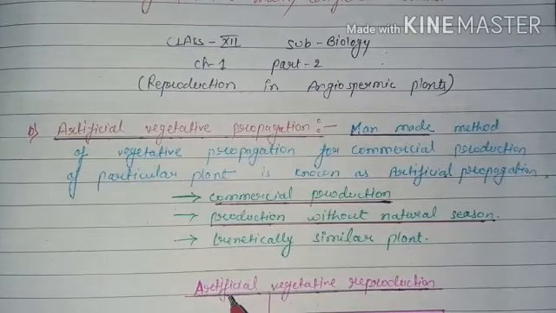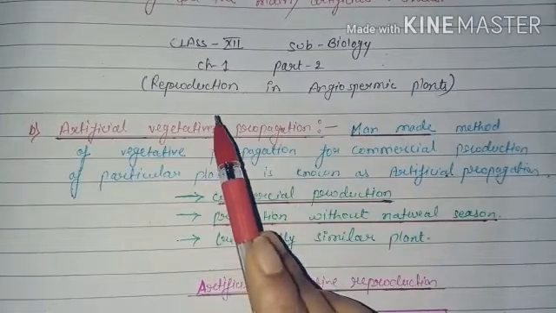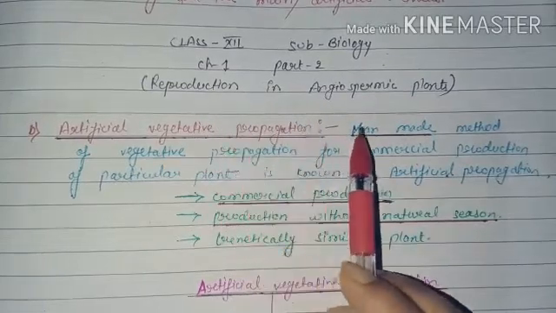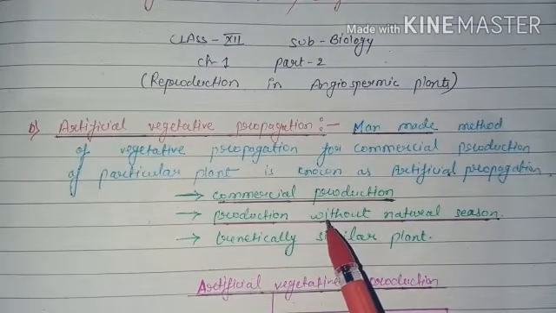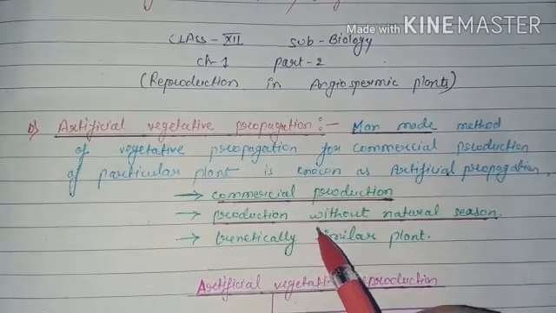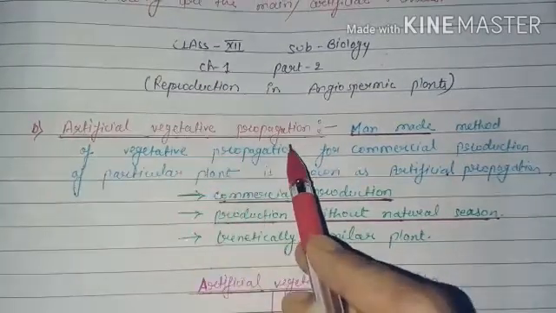Hello students, today I'll start class 12th, chapter 1, part 2. Chapter name is Reproduction in Angiospermic Plant. In the previous video we discussed natural vegetative propagation. In this video we will discuss artificial vegetative propagation.